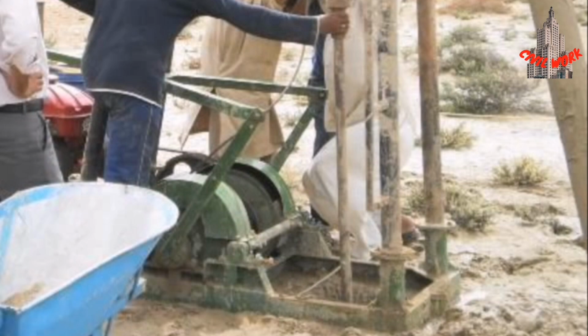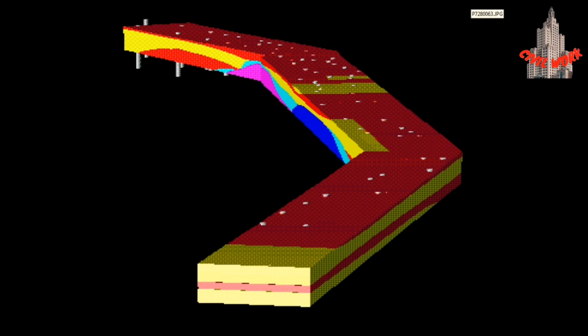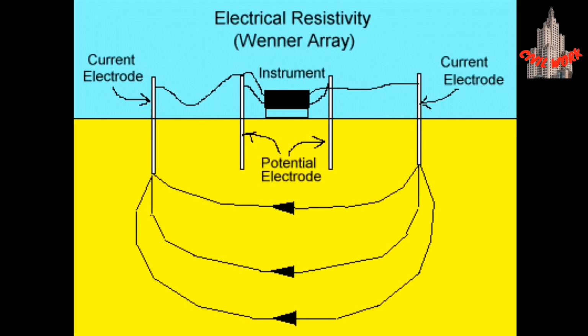This machine bores holes into the strata where we have to collect the samples, and then with the help of the data we acquire from the boring holes, the soil properties, we make a map like this, which shows different properties, where there is weaker material, where there is the groundwater table, and these things. We also have different geophysical surveys like refraction, resistivity, GPR (ground penetrating radar), and borehole logging, which are also done to find different properties of soil.